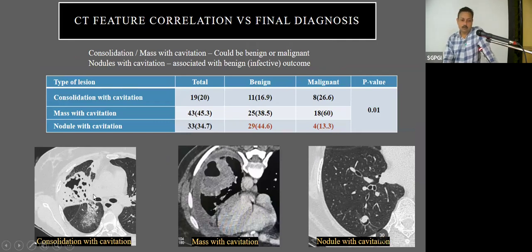One was a large area of consolidation with cavitation. The second was a mass-like lesion with cavitation, and the third was a nodule with cavitation. Actually, the difference between mass and nodule is only the size. So less than 3 centimeter lesions are nodules, and larger than 3 centimeter lesions are masses. So we have observed that the nodular lesions with cavitation more commonly had a benign or infective outcome, while the mass with cavitation and consolidation with cavitation lesions were both. They could be infective or malignant. While these smaller lesions with cavitation were more commonly infective.